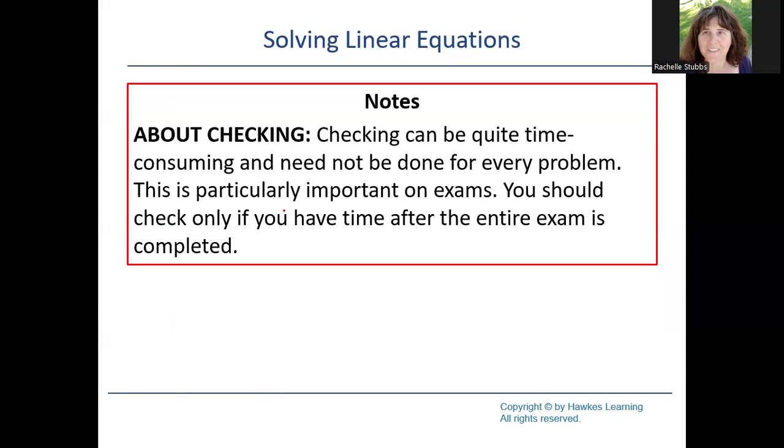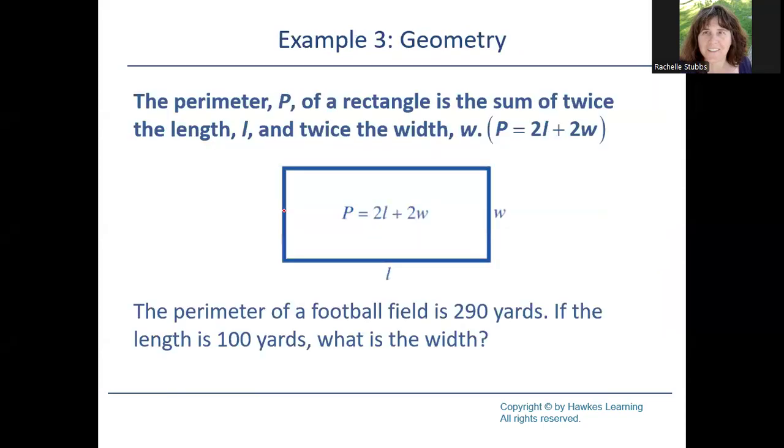Okay? Here's a little hint about checking. Checking can be quite time consuming and need not be done for every problem. This is particularly important on exams. You should check only if you have time after the entire exam is completed. But if you have time, please do it.